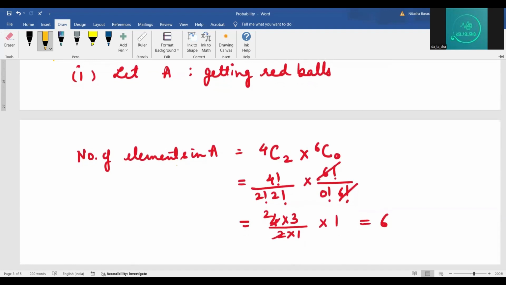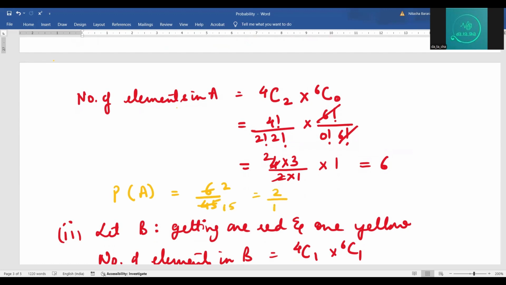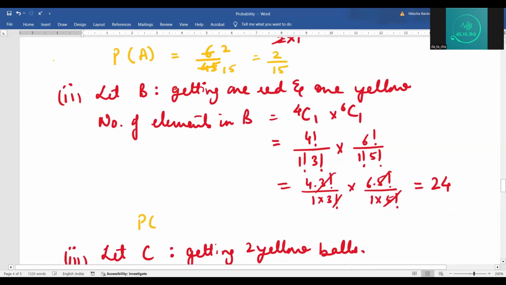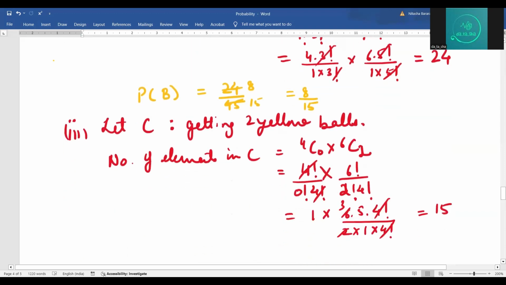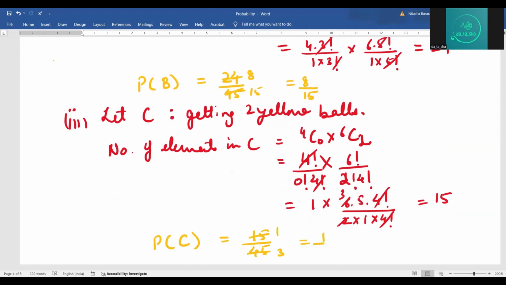So now let us find the probability of getting 2 red balls. So the probability of A would be the number of elements in A, that is 6, divided by the number of elements in the sample space, that is 45. So we get 2 upon 15 as the probability. And the probability of getting 1 yellow and 1 red would be 24 upon 45. So that's 8 upon 15. And lastly, the probability of getting 2 yellow balls, that is C, would be 15 upon 45. So that's 1 upon 3.